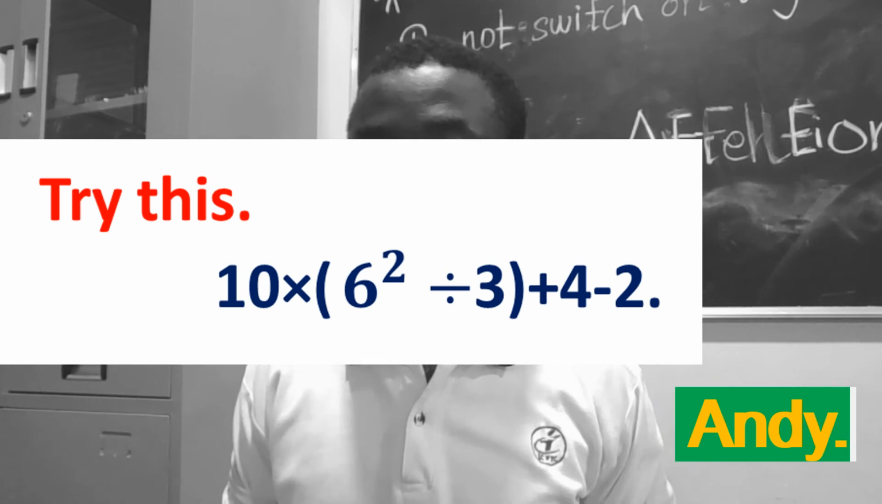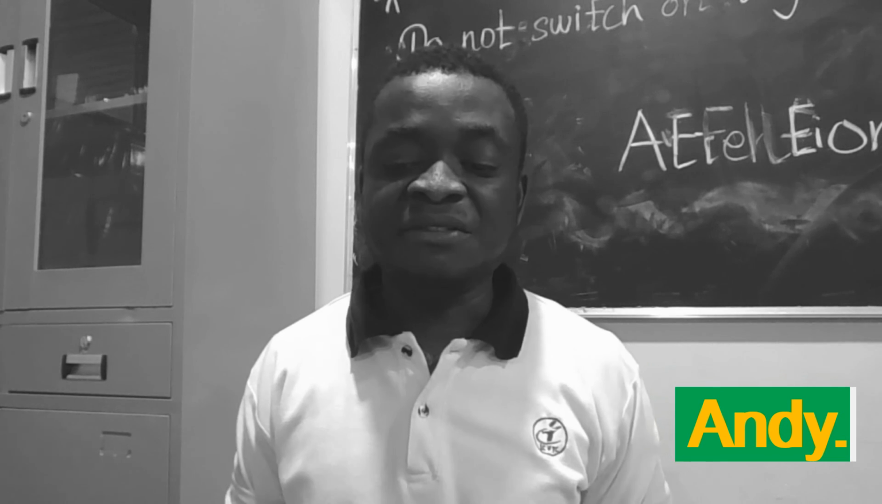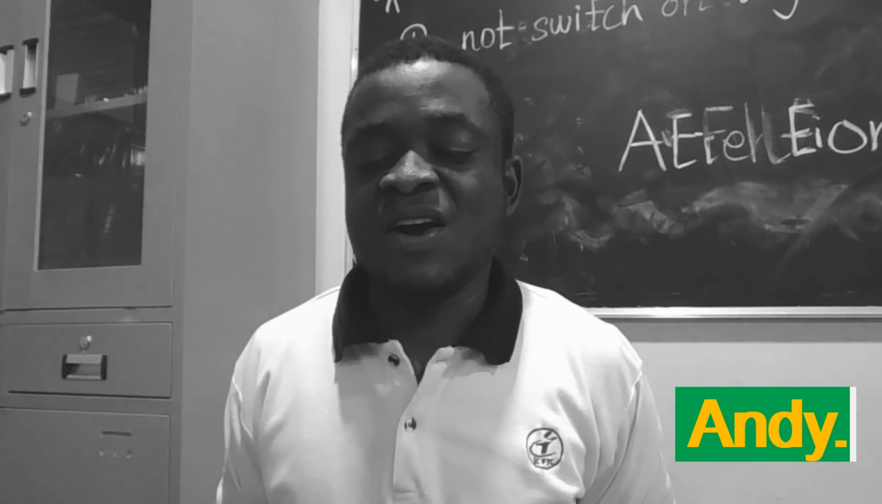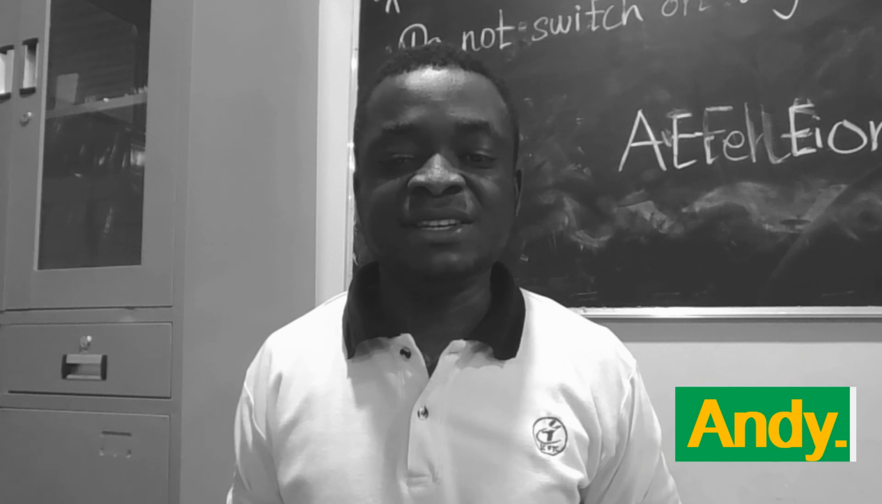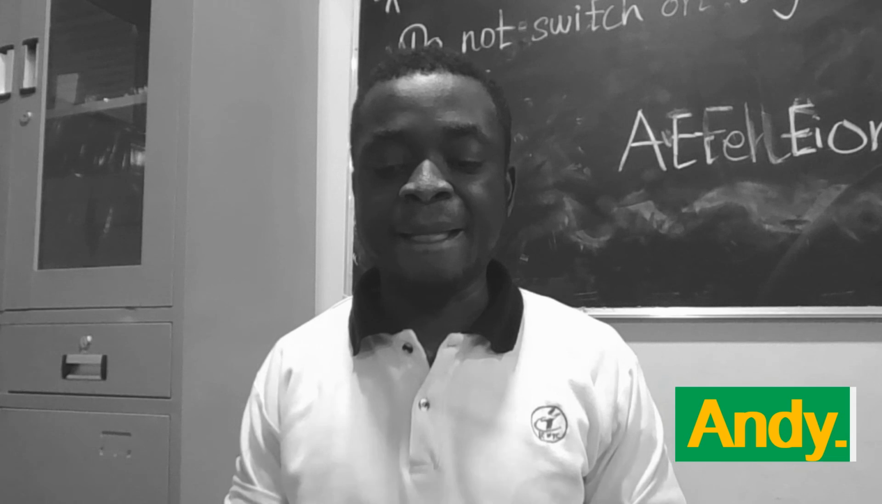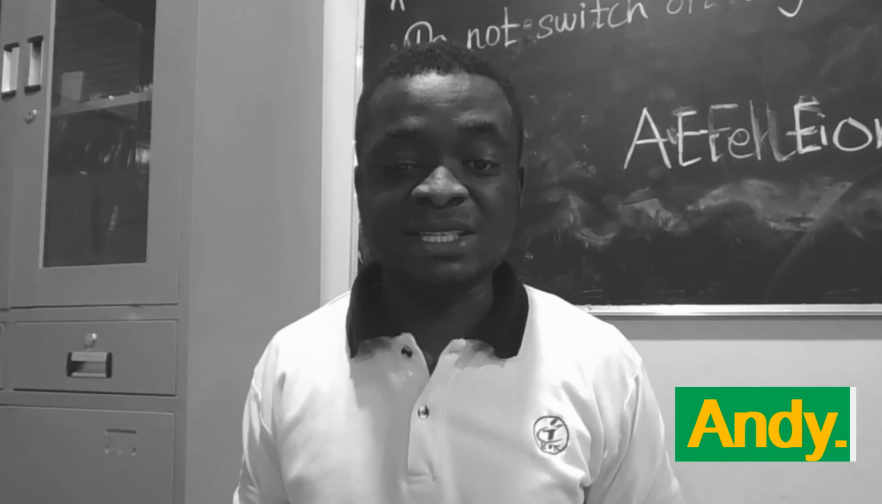Before we end, this is order of operation. An order of operation tells us the correct sequence of steps for evaluating a mathematical expression at any given time. Okay, so that is all for BODMAS.